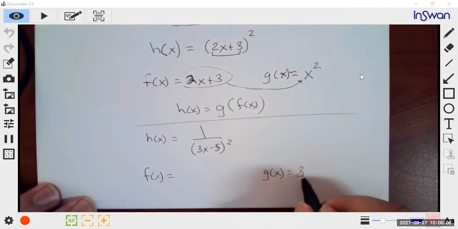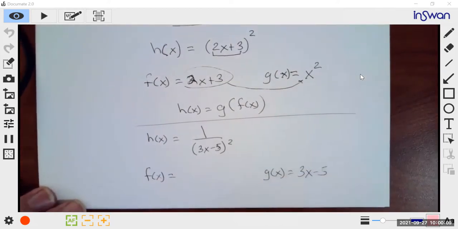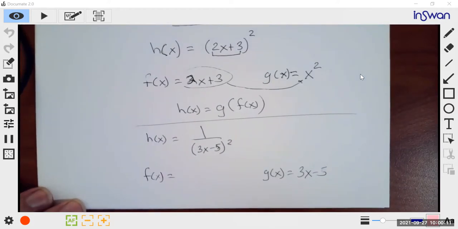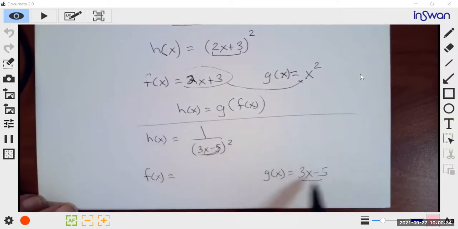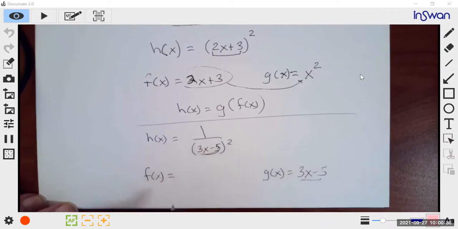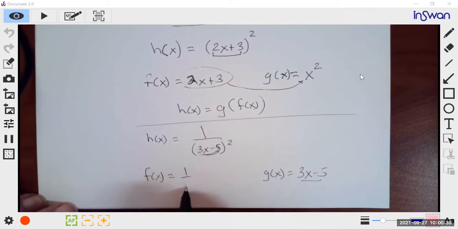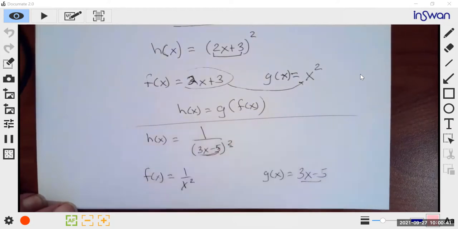Okay, we'll put that 3x minus 5. And what's the other one? No, it's just inside there. That's the basic function. One over what? You're close. You're very close. No, because this is g of x. I'm saying that's g of x. So if, in other words, if I just took this out and replace this with an x, what do I have? Squared. There's that squared.